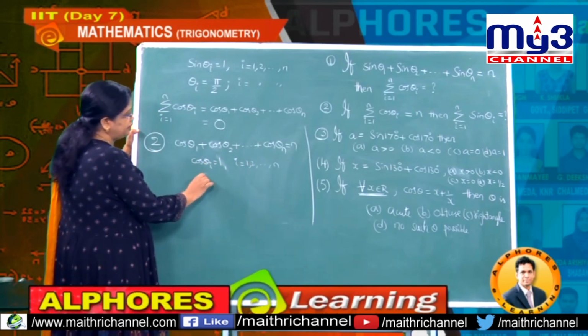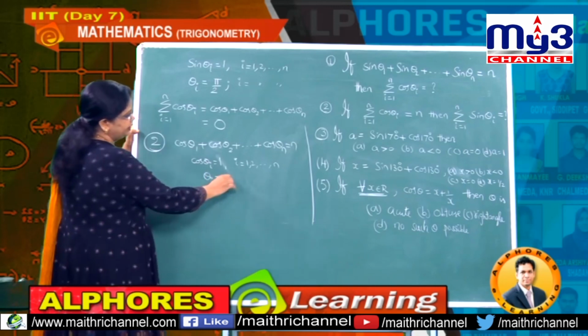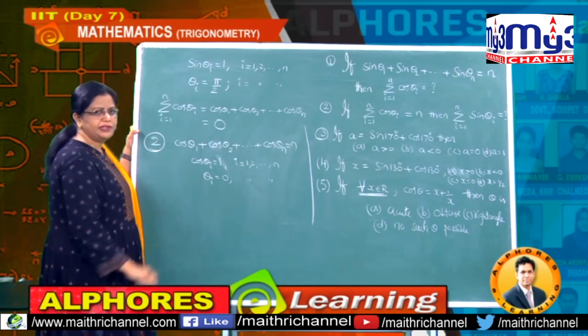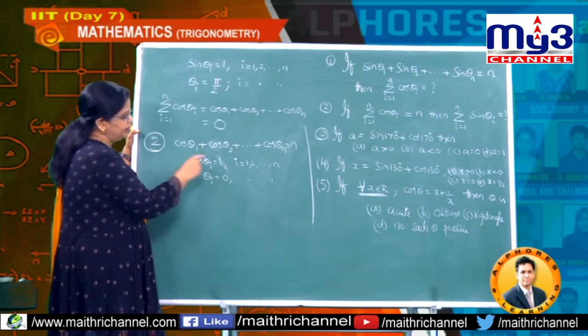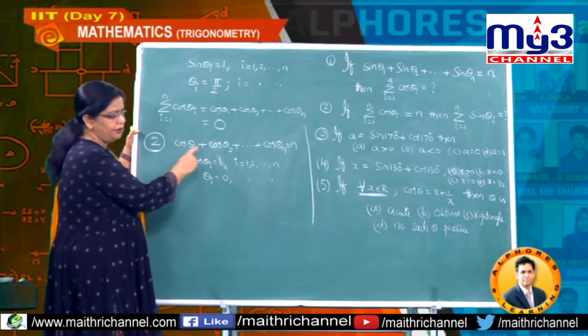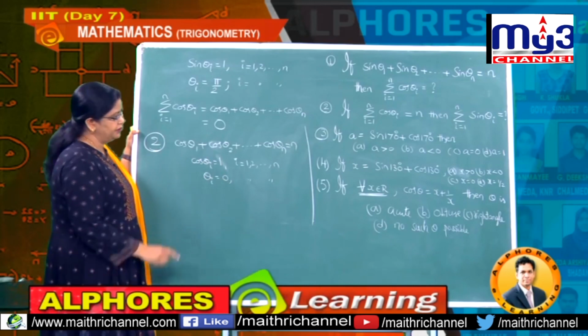When is it possible? When each theta I is equal to 0. For all I, again 1 to n, each theta I equals 0. Or you can use other values. What are the other values here? 2 pi, 4 pi, whatever other values you can use, no matter.